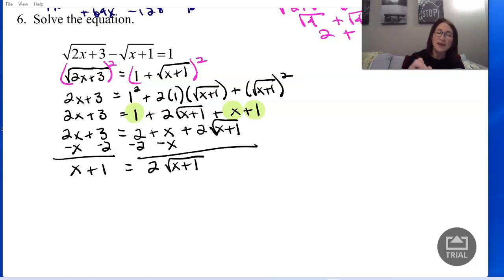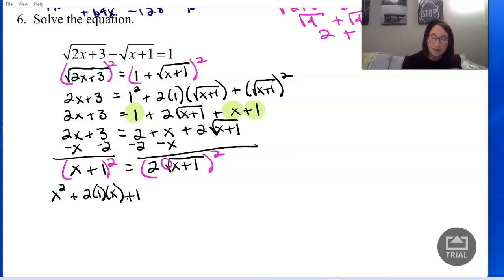I am going to raise both sides of the equation to the power of 2, because that's what my index is. On the left, I have a binomial squared, which is going to give me, again, a perfect square trinomial: x squared plus 2 times 1 times x plus 1 squared, which is 1, equals, I have to take the 2 and apply that power of 2. So 2 squared is 4, and that is times that radicand, x plus 1.